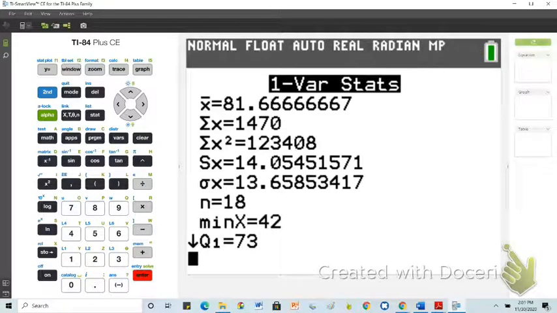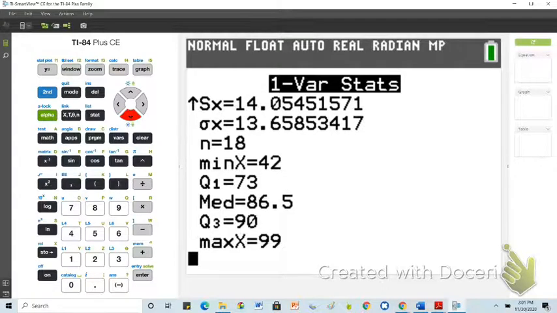Again, go down to Calculate. And this time I'm going to arrow down. My 5-number summary is right here. It is my min, my Q1, my median, my Q3, and my max. While I have all that information here, I am going to go ahead and write it down. So the only thing I need to look at is my min and my max. I need to see if those include outliers.